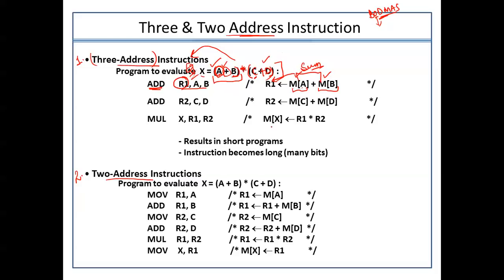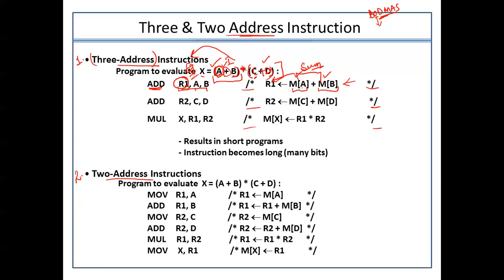Then after that, I am going to take the value of A and B and store the sum of these two numbers A and B into this R1 register. These are the optional points. These are nothing but the comments, okay, on how this instruction will execute.